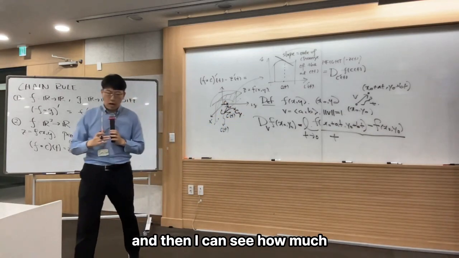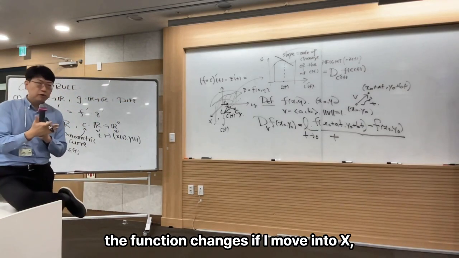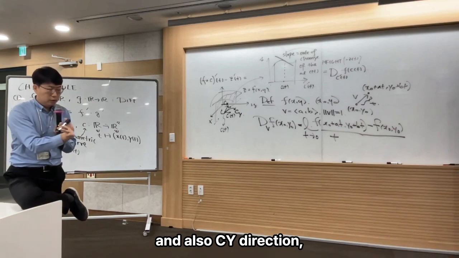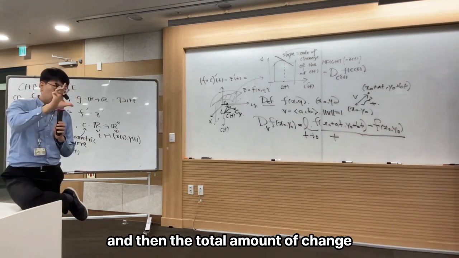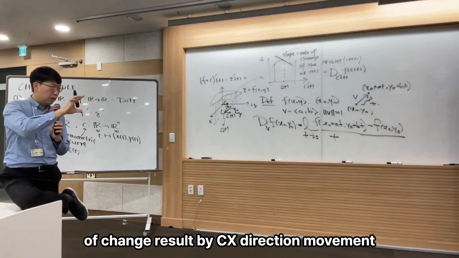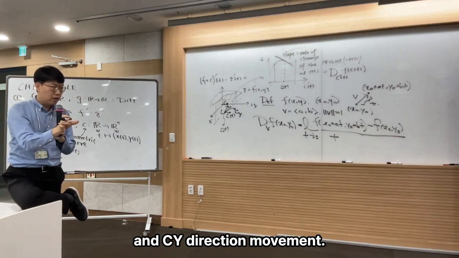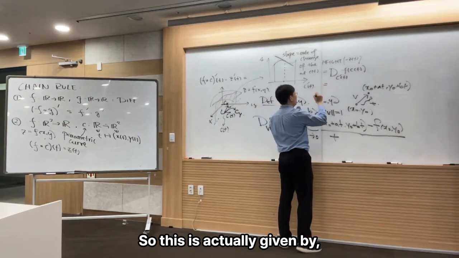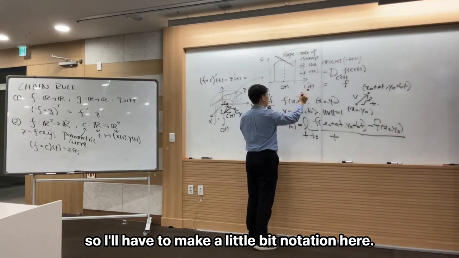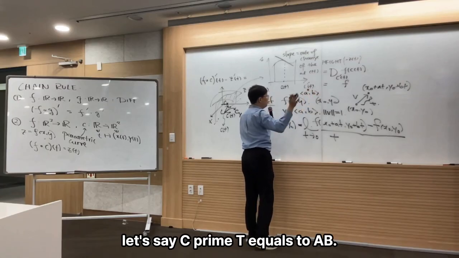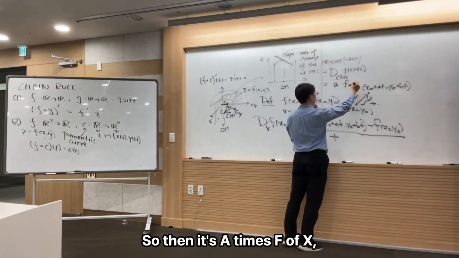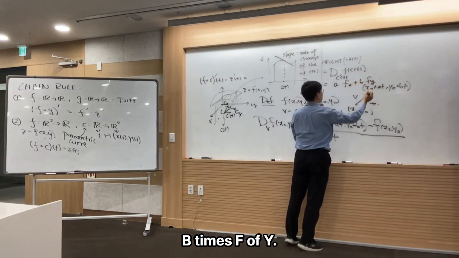And then I can see how much the function changes if I move in the cx direction, which is parallel to the x-axis, and also the cy direction. The total amount of change will be approximately the sum of the rate of change from the cx direction movement and the cy direction movement. So this is actually given by, I'll have to make a little bit of notation here. Let's say c prime t equals (a, b). So then it's a times f sub x, plus b times f sub y.